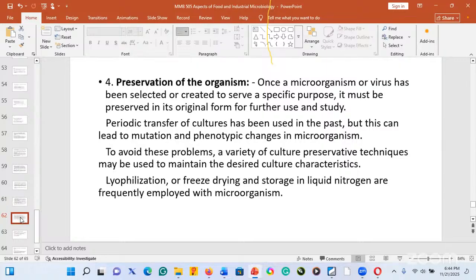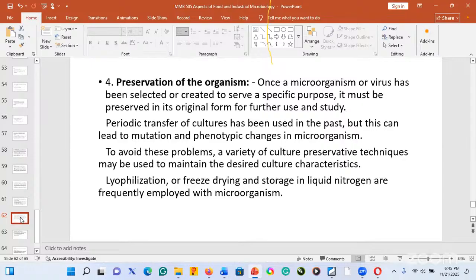And of course, the first stage is the preservation of the organism. The way they preserve the organism in industry is not like the way we do it in the conventional lab. Once an organism has been selected or created to serve that purpose, it must be preserved in its original form for further use and study, because when they are culturing, it can lead to mutation. In the lab, for instance, old cultures are smaller than fresh ones because a mutation has taken place.